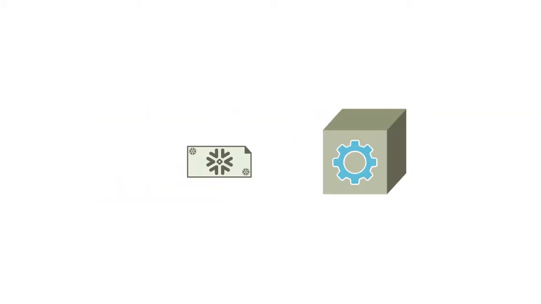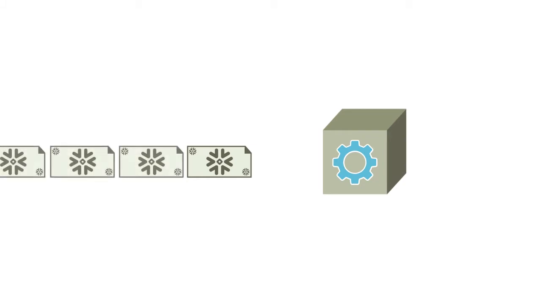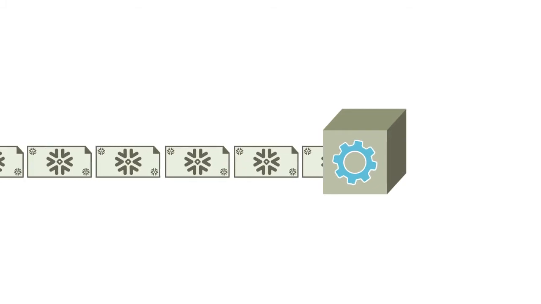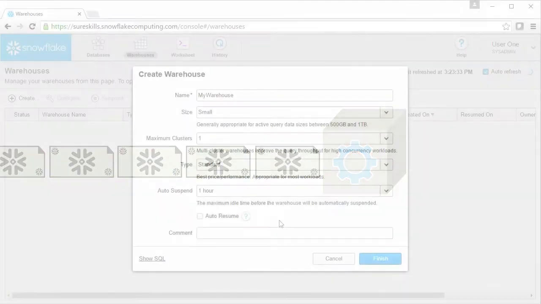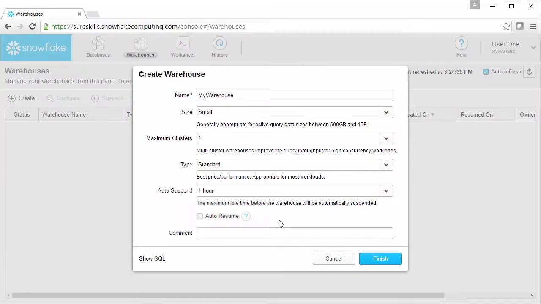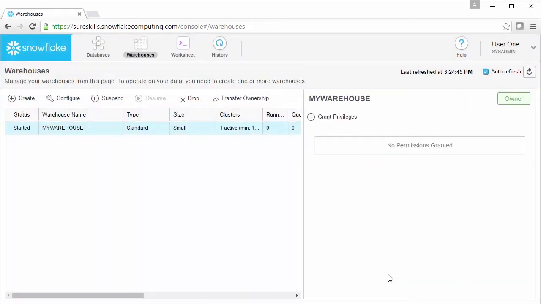Because warehouses only utilize resources and therefore only consume Snowflake credits when they are running. Shutting down warehouses when they are not being used helps conserve credits and control costs. For this demo, we'll keep the default values. When you click Finish, Snowflake creates the warehouse and starts provisioning servers. Once all the servers are provisioned, the warehouse is ready for use.